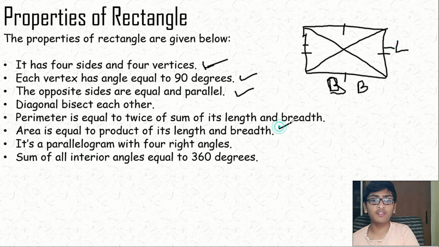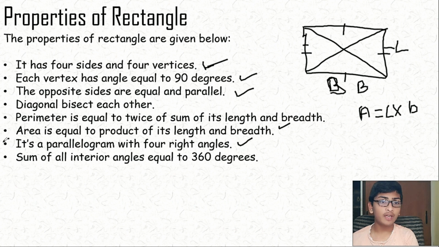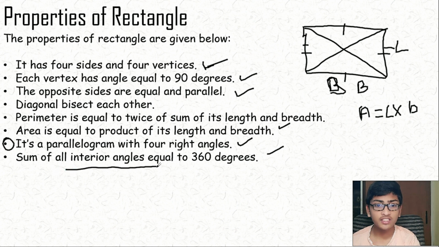Area is equal to the product of length and breadth. Area is equal to L into b. This is area, and it is a parallelogram with four right angles. When you come across a parallelogram, this point will be helpful for you. Next, the sum of all interior angles is equal to 360 degrees. When we add all the angles, it equals 360 degrees. This follows in every quadrilateral. The sum of all angles of all quadrilaterals is 360 degrees. This is the main point common to all quadrilaterals.